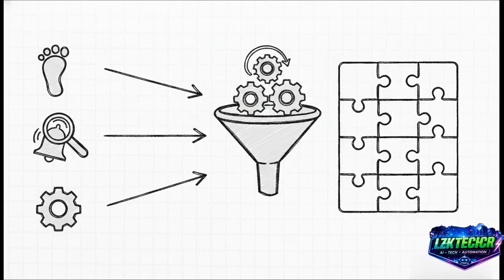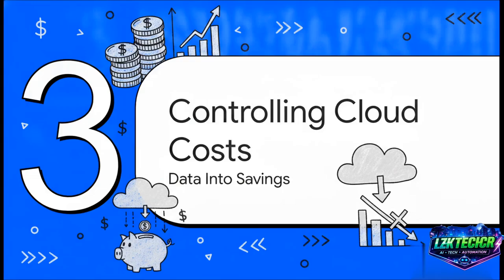Because these are all CIM compliant, they instantly align with industry-standard security monitoring workflows in Splunk. Your security analysts don't have to waste time translating weird data formats. They can just focus on hunting threats. All right, let's look at pillar number 3, controlling your cloud costs. This is where we turn data directly into savings.